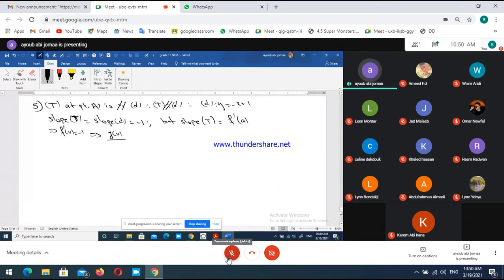The g of x over x cubed is equal to negative 1. And g of x, which is negative x power 3 minus x plus 4 over x cubed, is equal to negative 1. Continue. Okay, we do cross multiplication. Negative x power 3 minus x plus 4 is equal to negative x power 3.